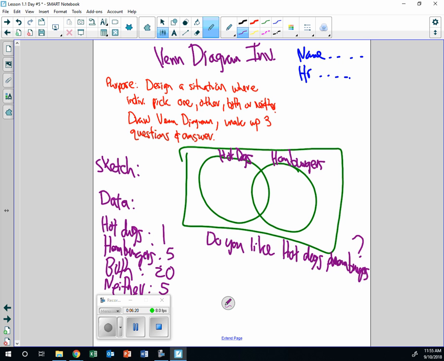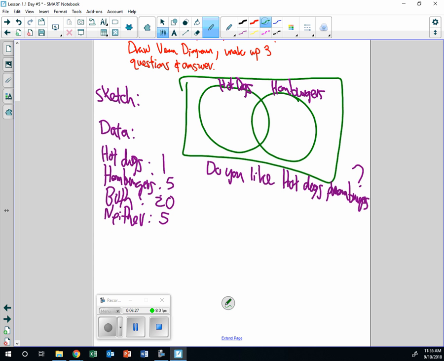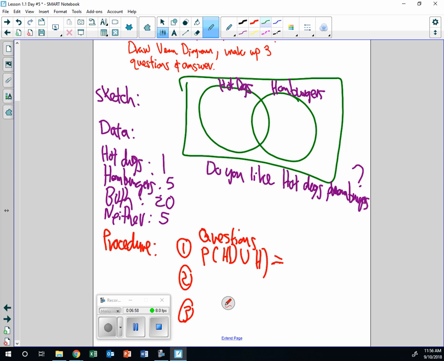All right, so then what you'll do is you'll put those numbers in here, and you know how to do that. But then what you're going to do for your procedure, I want you to invent 3 questions, okay? The 3 questions are going to probably start off with something like probability of hot dogs union hamburgers, something like that. 2 of the questions have to have complements, meaning it's you don't like, union or intersect. So you're going to have union or intersect, and at least 2 of the questions are going to have complements to them, however you want to do it.